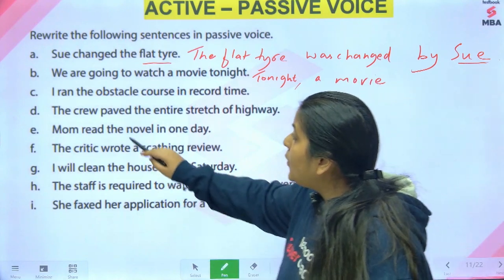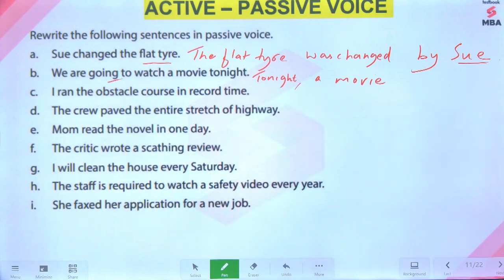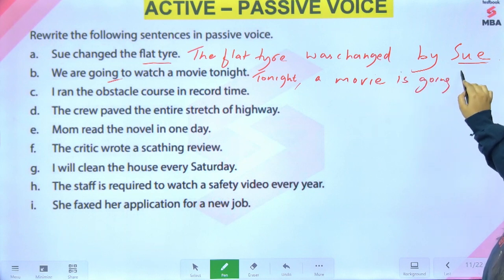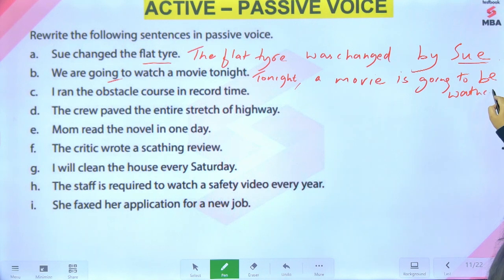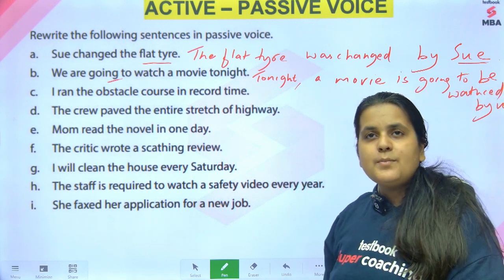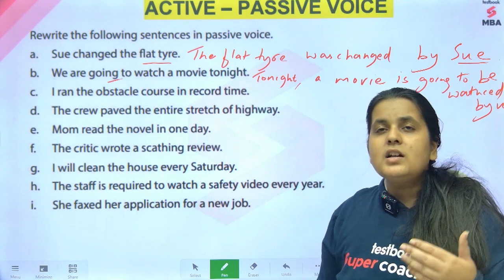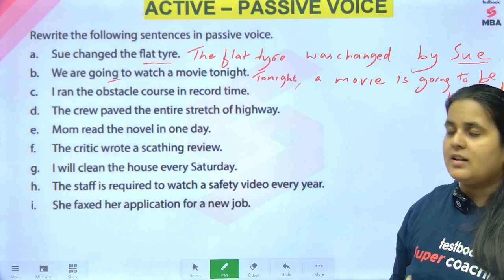Now we are going to watch, ING है, continuous है. So tonight a movie is going to be watched by us. The pronoun we, from the subjective case, it will change to us, which is the objective case. You can also say a movie is going to be watched by us tonight. अब tonight को last में भी लगा सकते हैं.